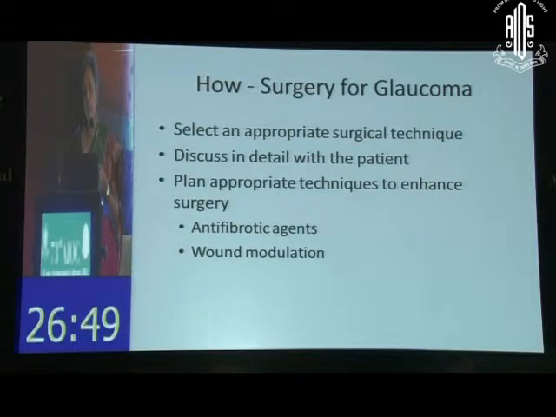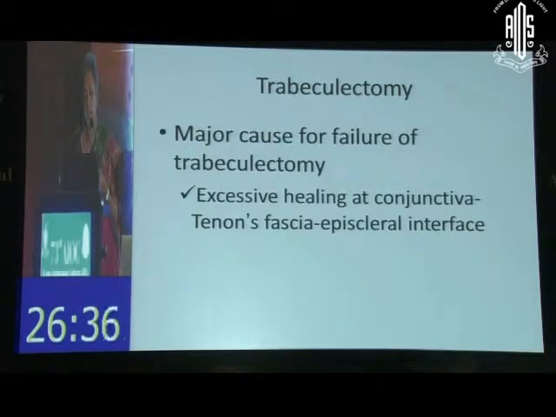One should choose the appropriate technique, and we have to discuss in detail with the patient and plan the appropriate technique, and we may have to consider antifibrotic agents and wound modulation. The trabeculectomy still is the most commonly done glaucoma surgery, but the major cause for the failure of trabeculectomy happens to be excessive healing at the conjunctiva, Tenon's fascia, episcleral interface.